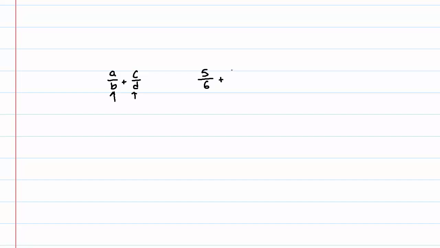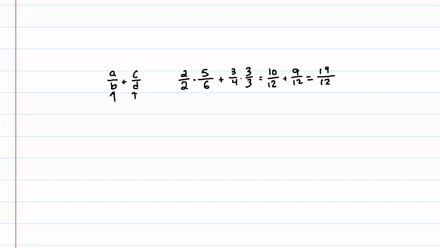5 over 6 plus 3 over 4. Well, we need our denominator to be the same, and the smallest common denominator between 6 and 4 is 12. So to get 6 to 12, we need to multiply the entire thing by 2 over 2, because in algebra we can only multiply by quantities of 1, and then we'll multiply our 3/4 by 3 over 3. We can rewrite this as 10 over 12 plus 9 over 12, and this will give us 19 over 12.